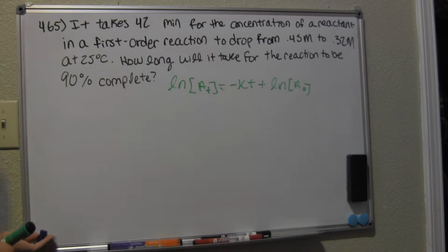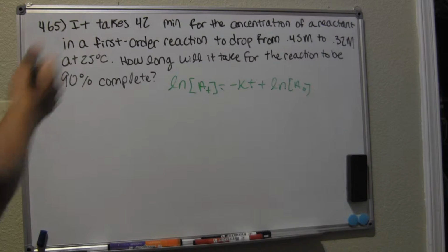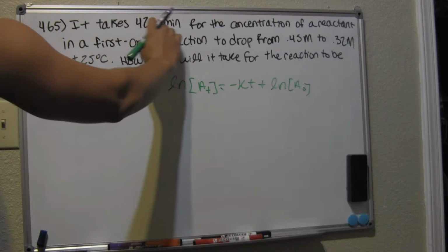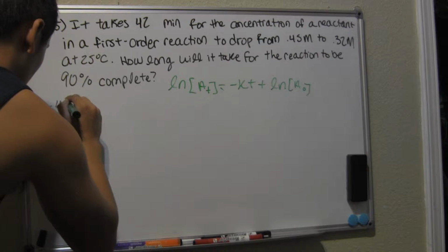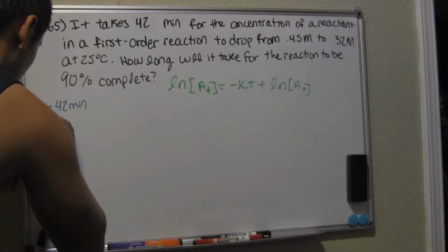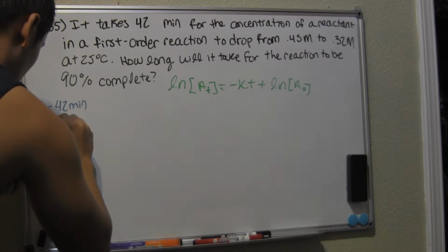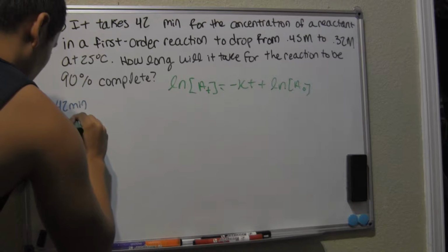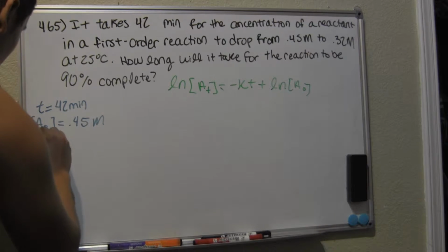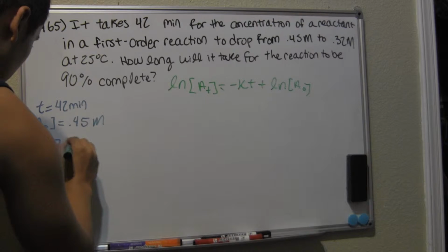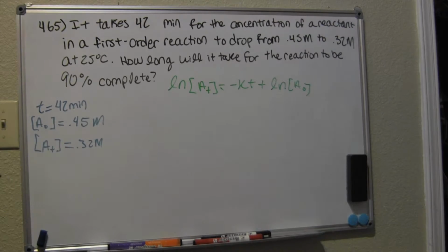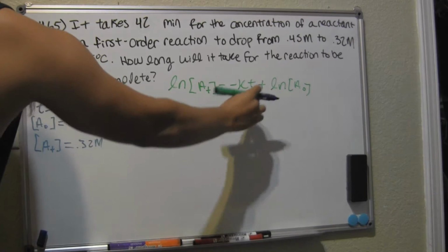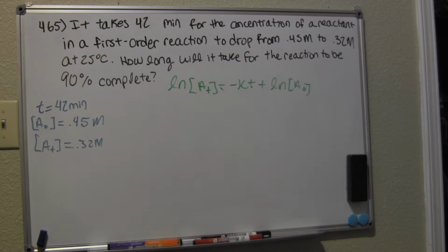Alright, so let's first start off by labeling what our givens are. Our initial time given is 42 minutes, so t is equal to 42 minutes. [A]0, the initial concentration, is equal to 0.45 molars. And the final concentration, [A]t, is equal to 0.32 molars. We're going to plug these values into this equation to find our rate constant. So let's go ahead and start getting to the math.